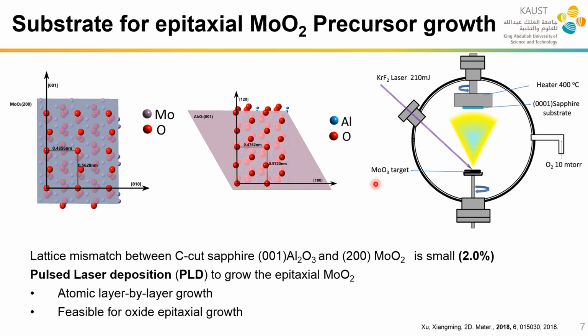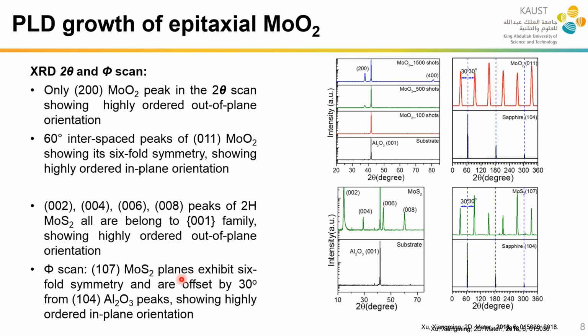And also why we choose pulsed laser deposition for the epitaxial growth: because it is a powerful tool to grow oxide, especially epitaxial oxide. And it can control the thin film thickness through an atomic layer by layer method. So finally we achieved it. By optimizing the growth parameters in the PLD, we really realized the moly oxide epitaxial growth.